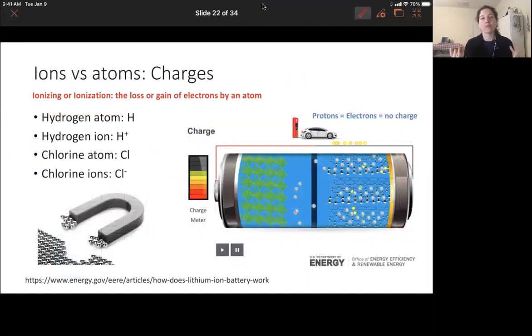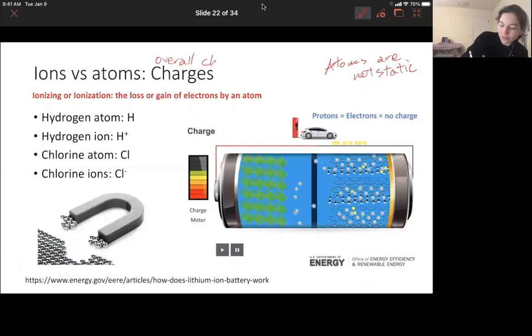So atoms can change. Obviously, they aren't static. They change. They can take on different forms. One of those forms is an ion. The difference between an ion and an atom is that an ion has a charge, an overall charge.